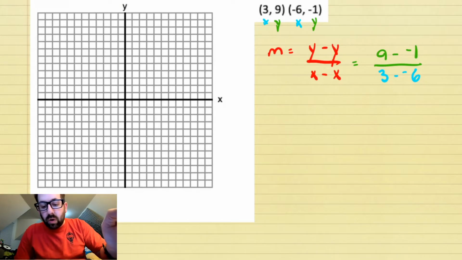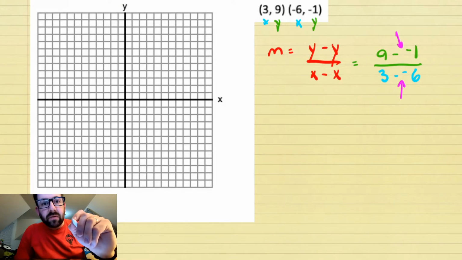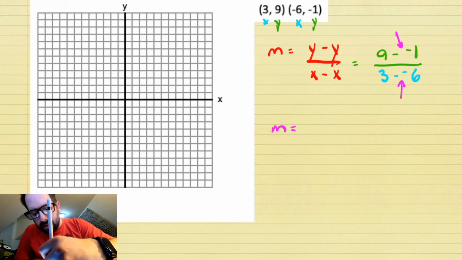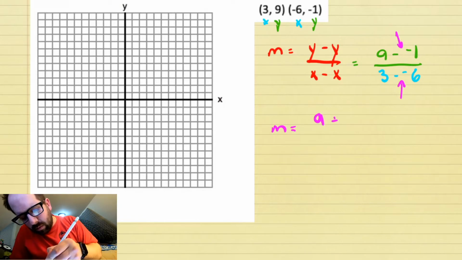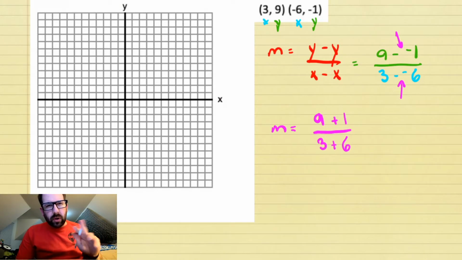Okay, so now what's going to happen here? If I go to my different color, these two negative signs, they're double negatives, right? Those are going to cancel each other out. So what we're going to actually be left with here is 9 plus 1. That's weird, my iPad does not want me to write that. And on the bottom, I'm going to have a 3 plus 6. It's a double negative situation. Two negative signs cancel each other out. That's just kind of how it works.